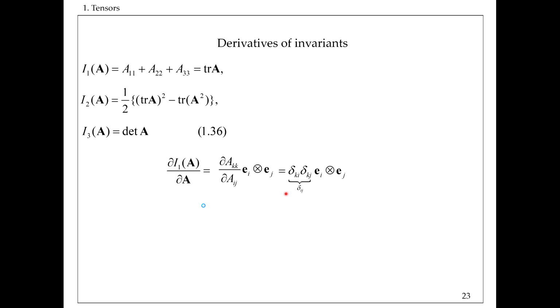But then we have delta ij ei tensor product ej. This is exactly the definition of the second order identity tensor, right? That's quite an interesting result. So we take the derivative of the first invariant with respect to F, a second order tensor, and we obtain the identity tensor here.